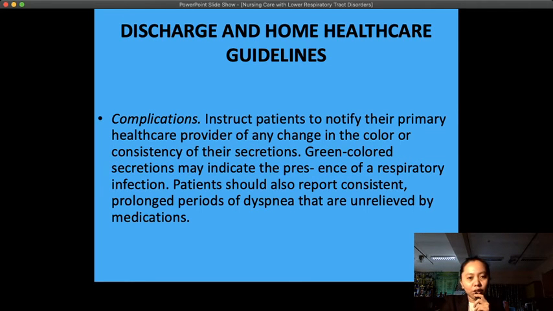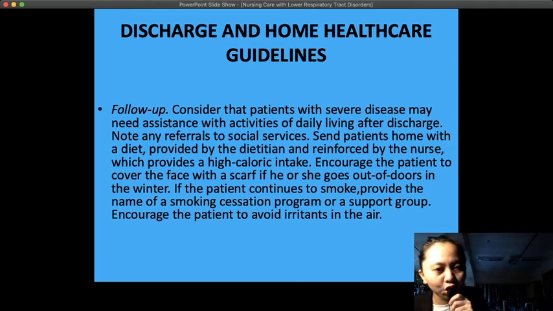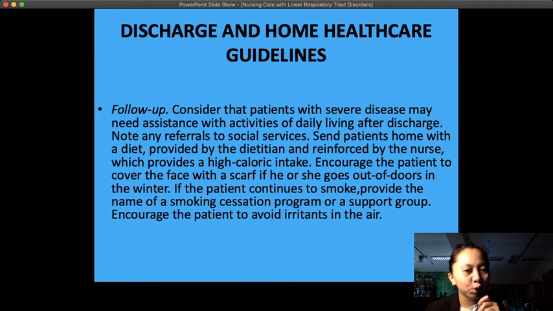And then complications: instruct patients to notify their primary healthcare provider of any change in the color or consistency of their secretions. Green-colored secretions may indicate the presence of respiratory infection. Patients should also report consistent, prolonged periods of dyspnea that are unrelieved by medications. Follow up: consider that patients with severe disease may need assistance with activities of daily living after discharge. Note any referral to social services.